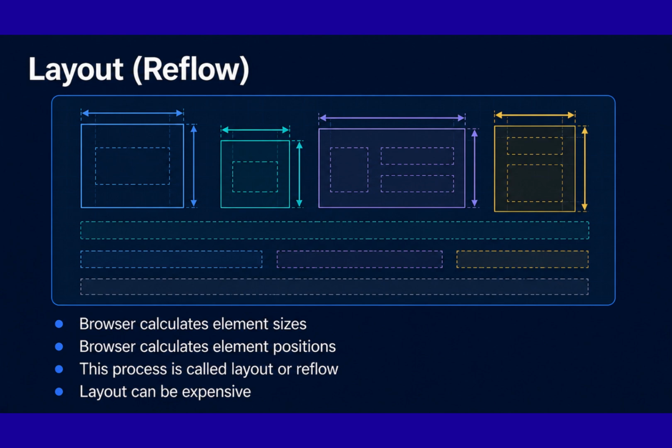Next comes layout, sometimes called Reflow. This is where the browser calculates the size and position of every visible element. You can think of this like arranging furniture inside a room. The browser figures out where things go, how large they are, and how they affect surrounding elements. This process can become computationally expensive on large or complex pages. And certain JavaScript operations can force the browser to recalculate layout repeatedly. That's one reason some websites feel slow.